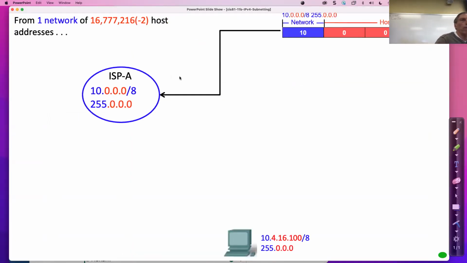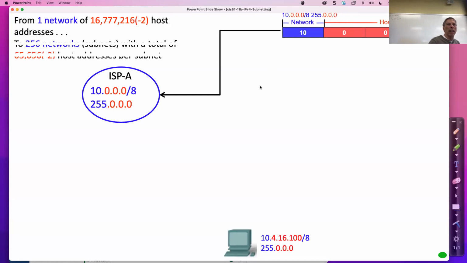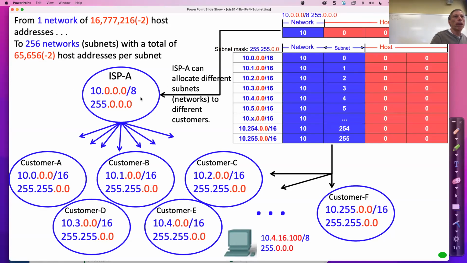All right. So what we've done is ISP-A now has 10.0.0.0/8. They were given this. They had one network of 16 million hosts, minus 2. They couldn't allocate one for the network address and one for the broadcast. They couldn't allocate those 2 devices. But now they've created up to 256 subnets. Each subnet has 65,500.